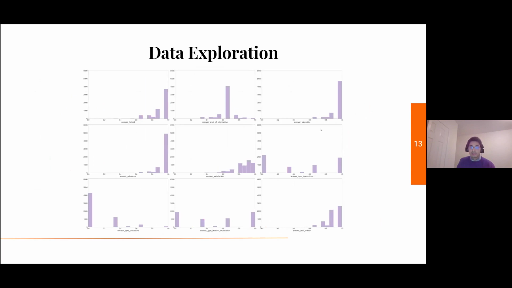And with regards to the answer set, you can see that there's much more of a variable distribution between the different answer sets or answer classes. And so there's more of a better chance of predicting the answers compared to the questions.